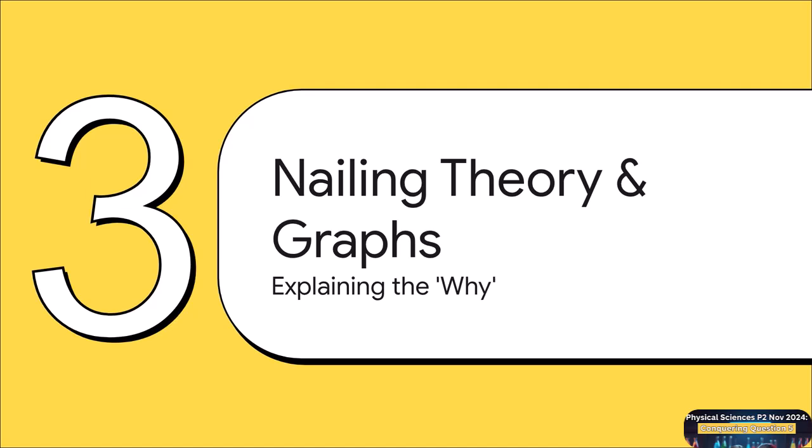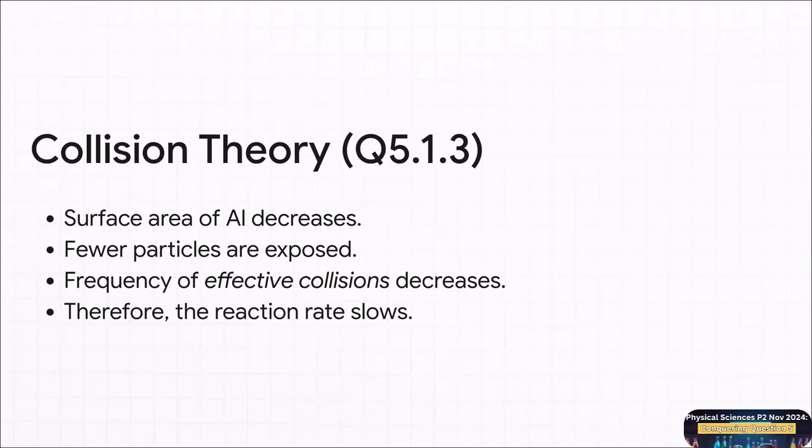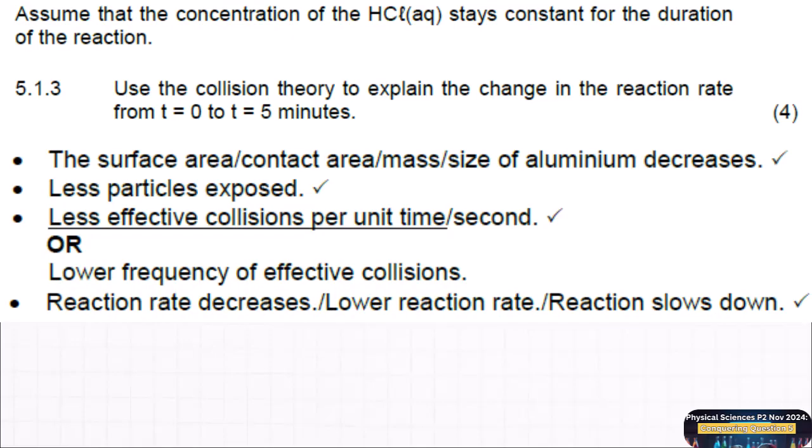The heavy lifting with the calculator is done. But we are not finished yet. Now it's time to lock in those other marks by explaining the theory and interpreting the graphs. This is all about showing you understand the why behind all the numbers. Next up, we use collision theory to explain why the reaction slows down. Just think of it like telling a logical story.